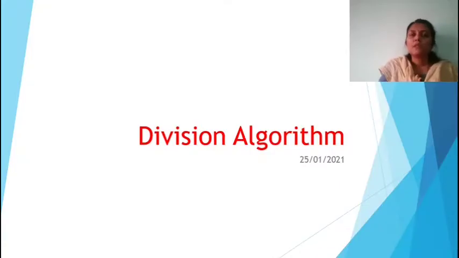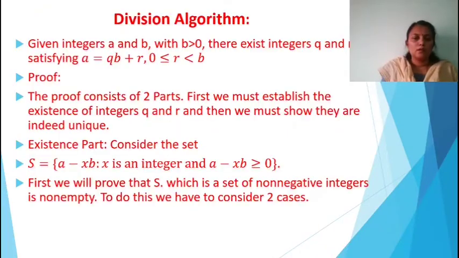So today's topic is division algorithm, and the statement of the theorem of division algorithm is: given two integers a and b with b greater than 0, there exist integers q and r satisfying a is equal to qb plus r, 0 less than or equal to r less than b. So we have two integers a and b, both integers, and this r is the remainder.